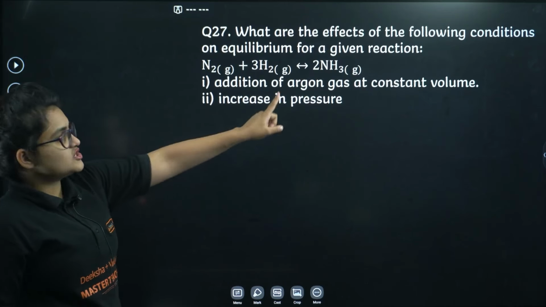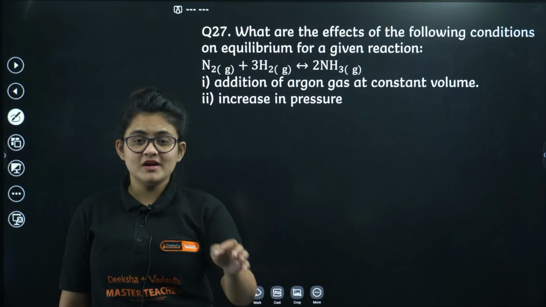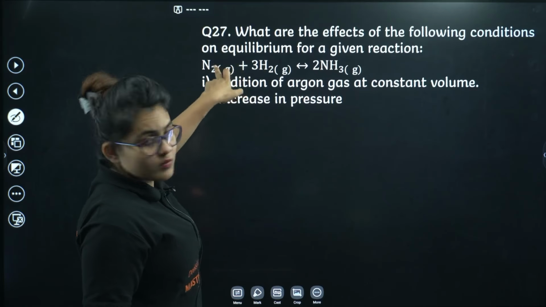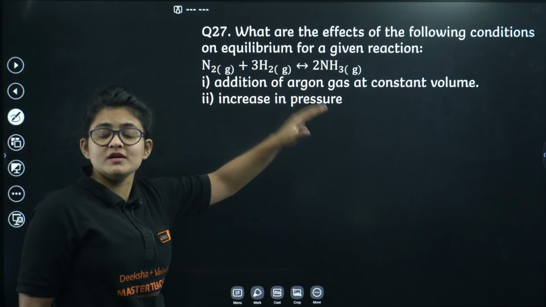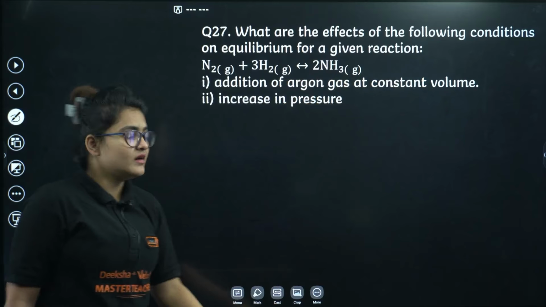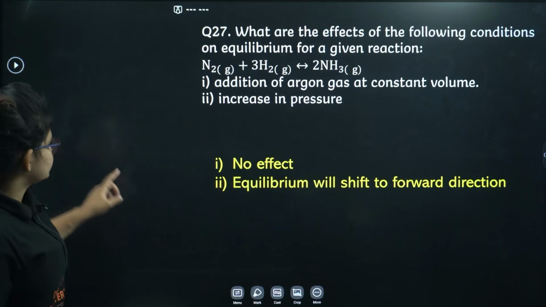Next, increase in pressure. If you increase the pressure, then the reaction will proceed towards the direction where there are fewer moles. Here I can see 3 plus 1, 4 moles, and here I am having 2 moles. So if you increase the pressure, it will go towards the 2 moles direction, meaning it will go forward. I guess it's clear to you.